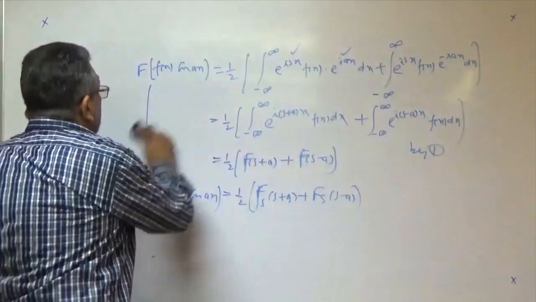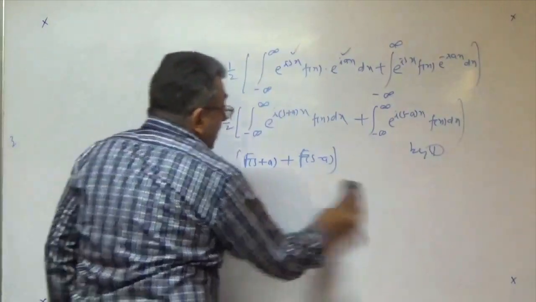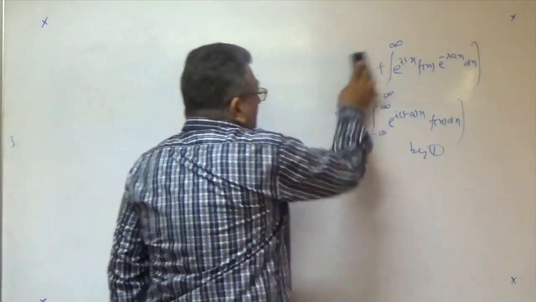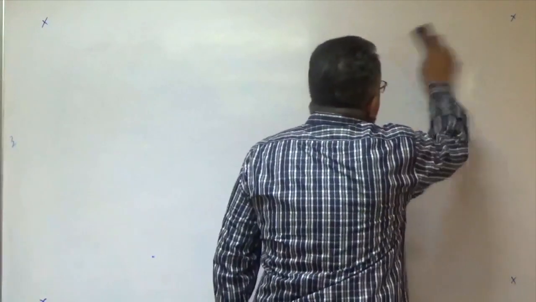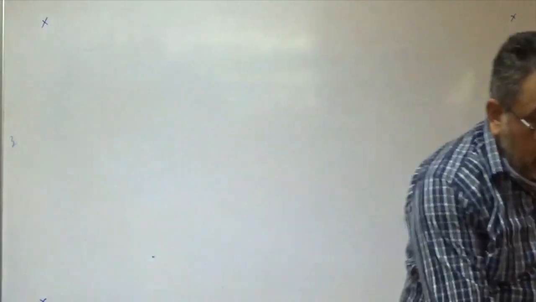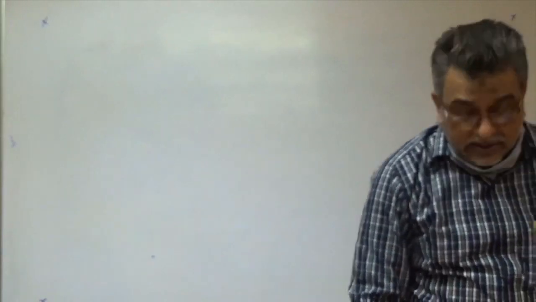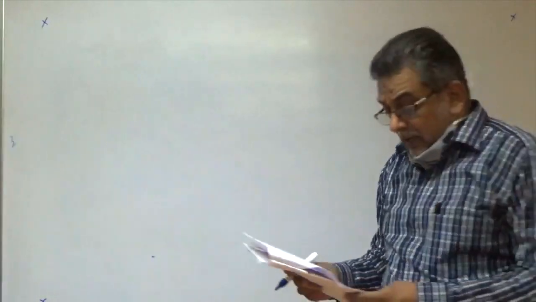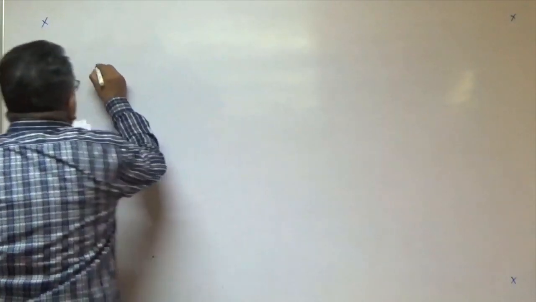Now I will take up some numerical examples. According to your curriculum, your syllabus, the theoretical part of the Fourier transform is completed, and now I take the first numerical example.